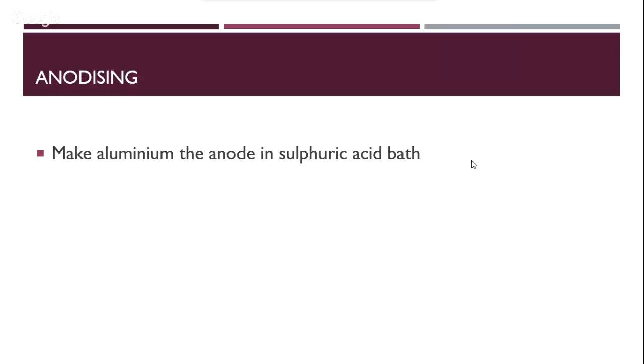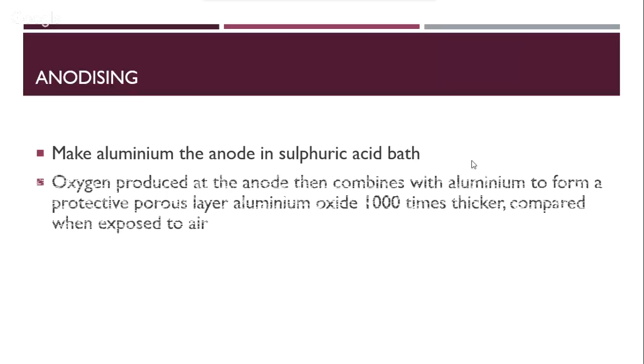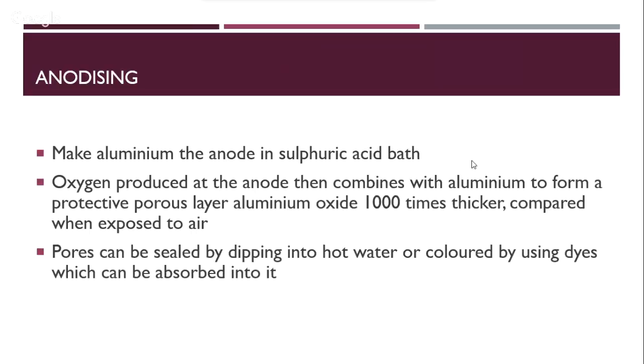Some few more points. The aluminium anode is made the anode in a sulfuric acid bath, and oxygen is also produced at the anode, which combines with aluminium to form this porous layer of aluminium oxide, which is almost 1,000 times thicker than when exposed to air. Now the pores can be sealed by dipping into hot water, and colored by using dyes which can be absorbed into them. So this is another way of anodizing.